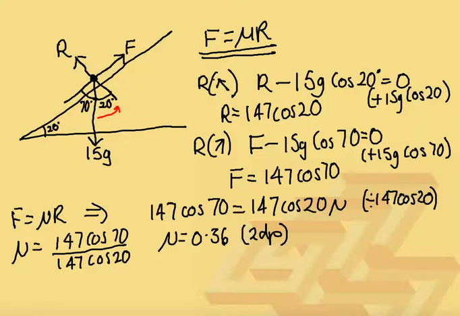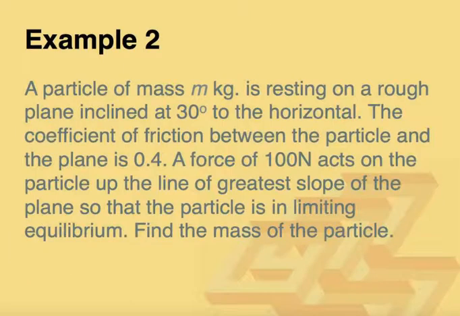Okay, well, let's look at example 2. We've got a particle of mass m kilograms. It's resting on a rough plane inclined at 30 degrees to the horizontal. The coefficient of friction between the particle and the plane is 0.4. A force of 100 newtons acts on the particle up the line of greatest slope of the plane so that the particle is in limiting equilibrium. Find the mass of the particle.